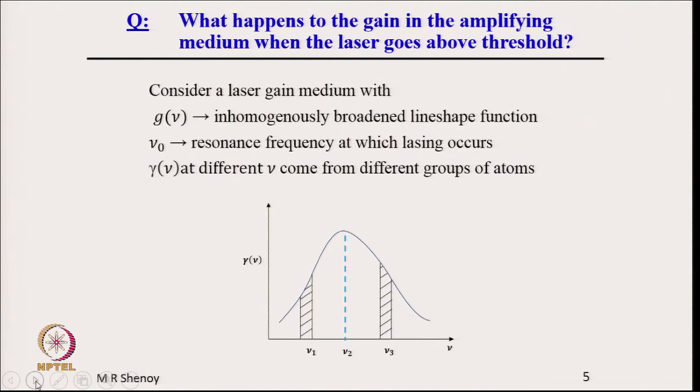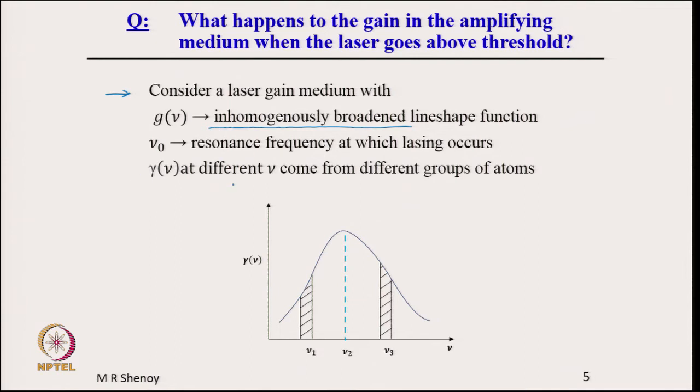So, what happens to the gain in the amplifying medium when the laser goes above threshold? First, let us consider a laser gain medium where G nu, the line shape function, is characterized by an inhomogeneous broadening, or G nu is an inhomogeneously broadened line shape function. Let nu 0 be the resonance frequency at which the laser is lasing.